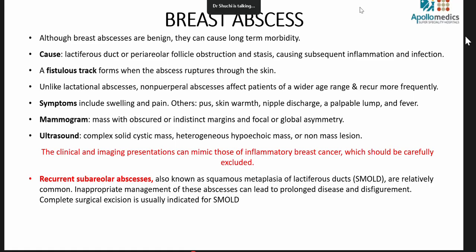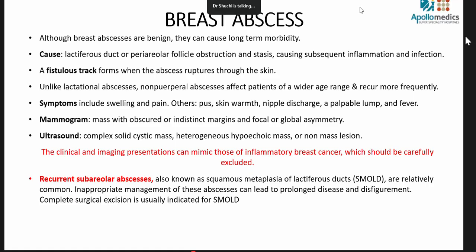Mammogram, again, mass with obscured and indistinct margins. Normally, you're not supposed to do a mammogram in these patients because it will be very painful for them. So do an ultrasound, that will be a better option. Complex solid cystic mass, heterogeneous hypoechoic mass, non-mass, all those things would be there. The clinical and imaging presentations can mimic those of an inflammatory breast cancer, which should be carefully excluded.